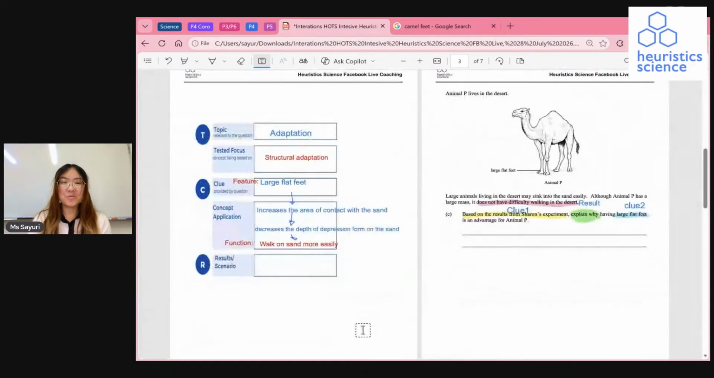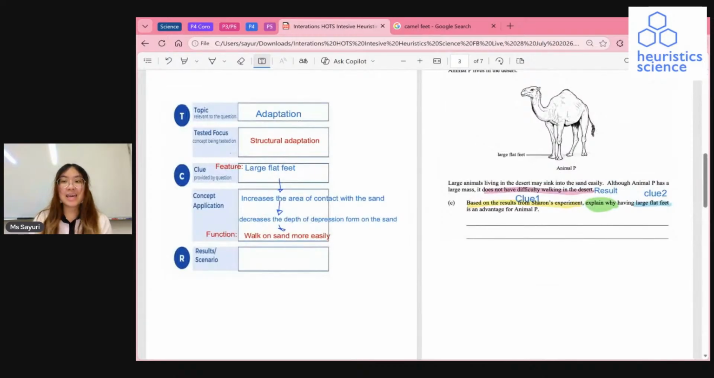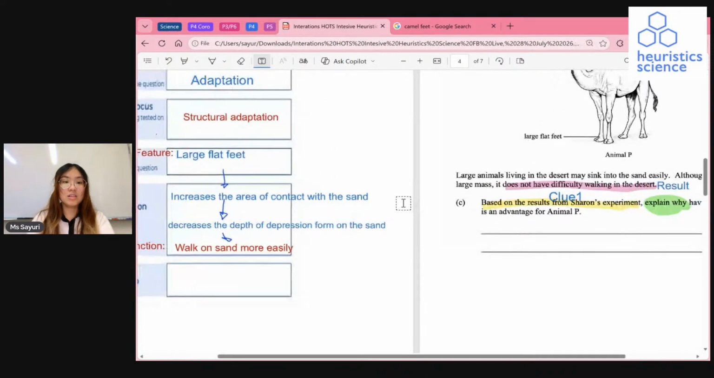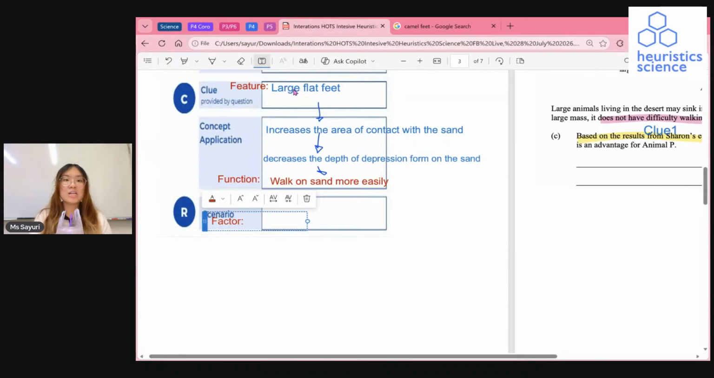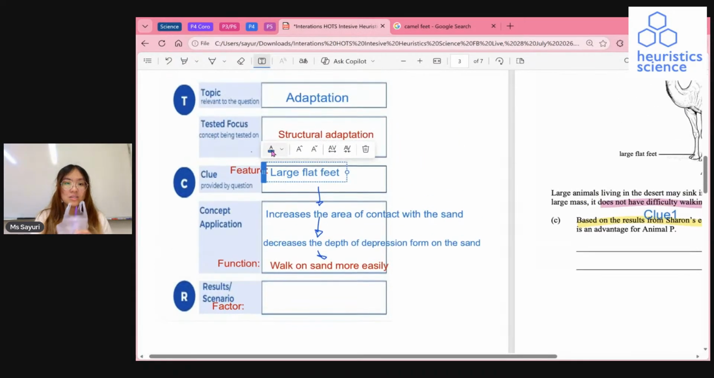So there must be a reason for adaptation. The reason why camels, generation after generation, grow slightly larger and larger, flatter and flatter feet. There must be a reason. This reason over here is considered your factor, and it's something that you must answer during your adaptation question. What is the whole purpose of having this? Okay, they may be able to have large flat feet to walk on sand easily, but what is the main reason? Why must they do that? Why not just have small arched feet?